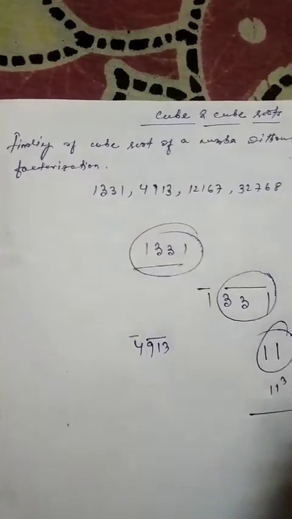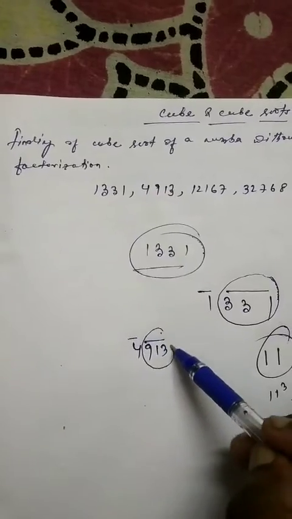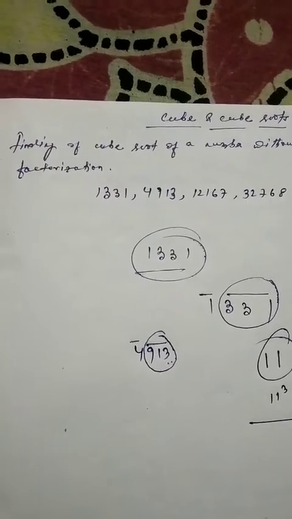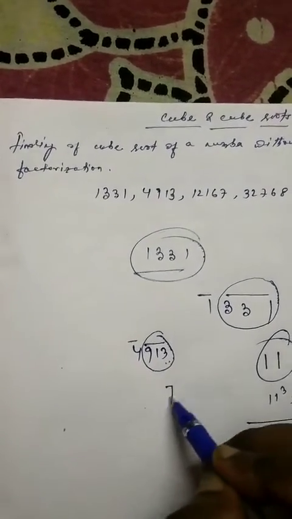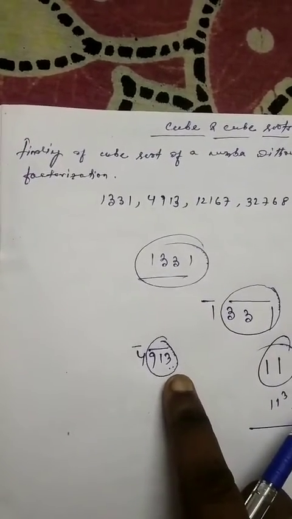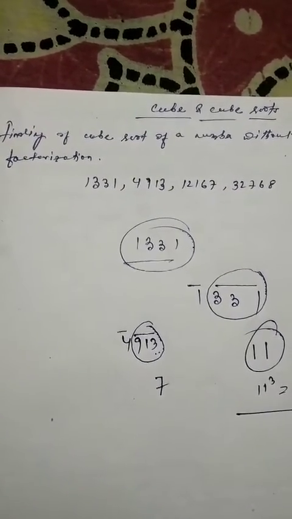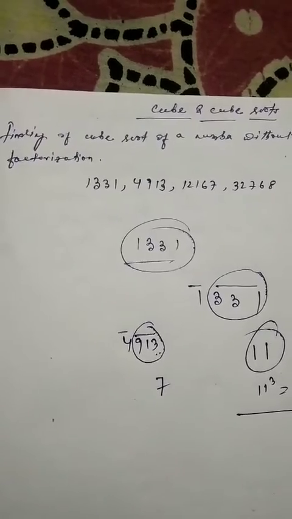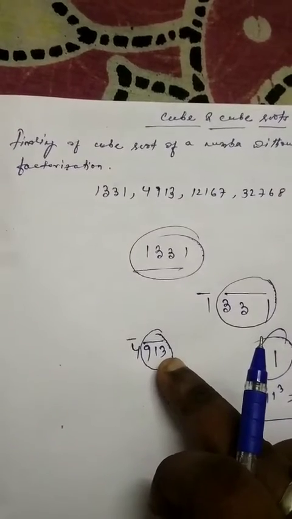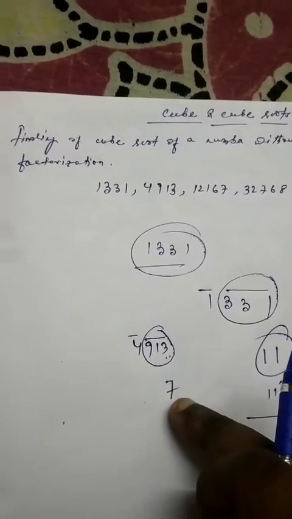Next digit is 4. So from this group 913, the unit digit is 3. 3's cube is 3 3s are 9, 3 9s are 27. 27's 7 will be written. You have to write only the unit digit. You cannot write 27 here. 3's cube is 27, and you have to give preference to the unit digit, so I'm writing 7 over here.